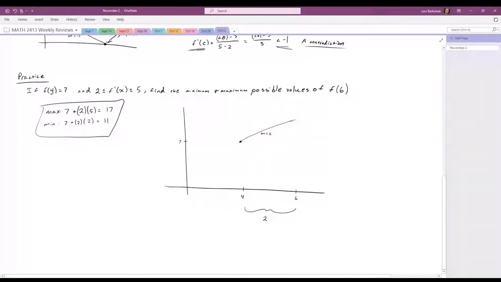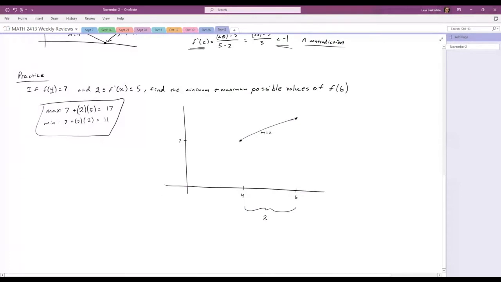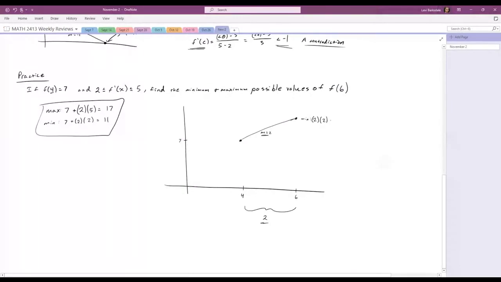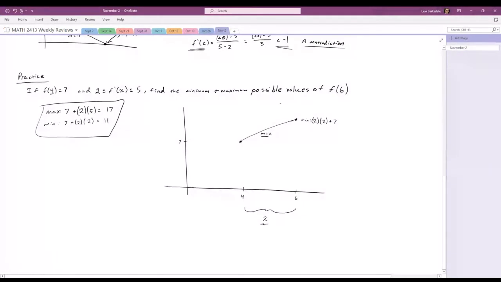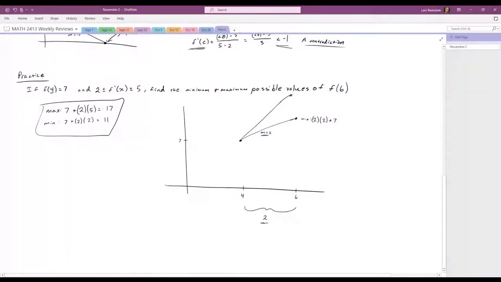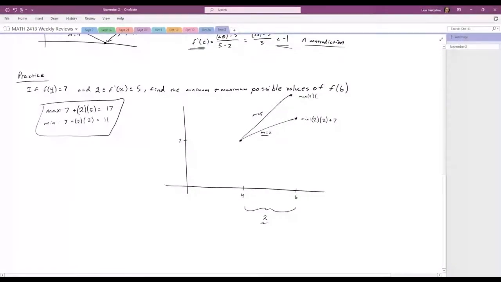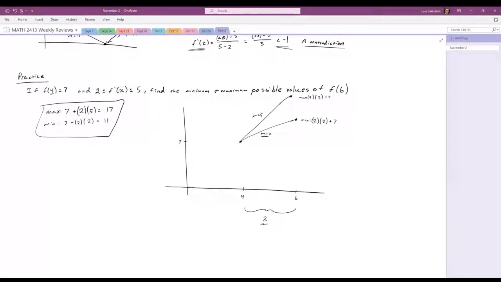So to account for the total distance upwards that I went, I would take my slope of 2 and multiply it by my horizontal distance of 2 to find my minimum. So I would have my slope of 2 multiplied by my horizontal distance of 2 plus the y value that I started at. And similarly for my maximum value, except in this case, I have a 5 as my slope. And I'm still going over 2, and I still start at 7. Does that answer your question?